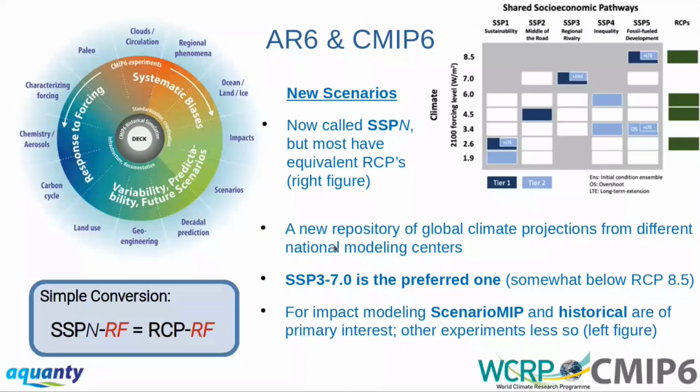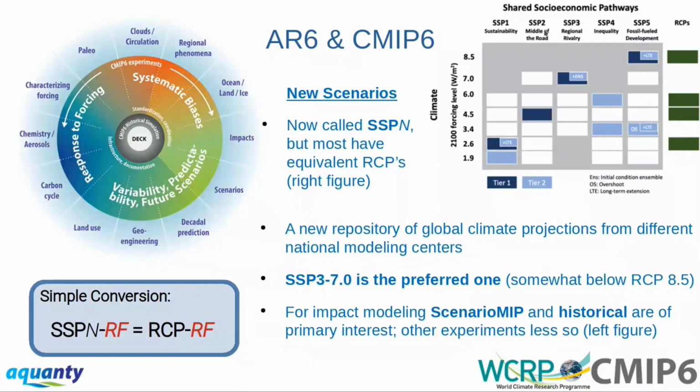CMIP is a very complex project. It has many different sub-experiments, and that's sort of illustrated in this bullseye figure. There's really only the scenario map and the historical simulations that are of interest for a climate change impact analysis. Most of these experiments are really for scientific purposes primarily, and sort of sensitivity testing and model development, right? So you can actually ignore most of those. The scenario map is the one that you would probably be interested in.